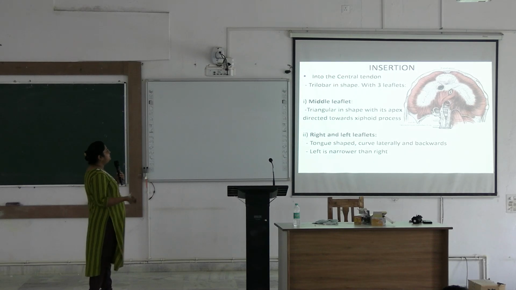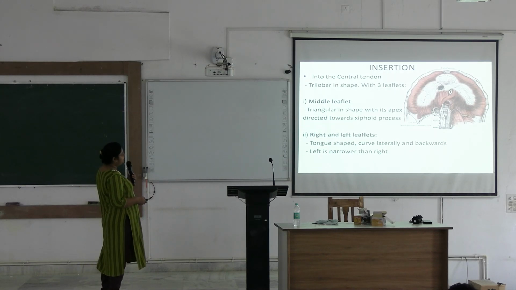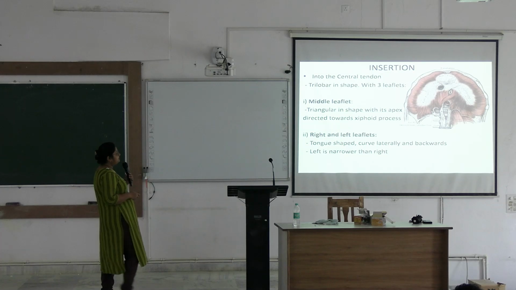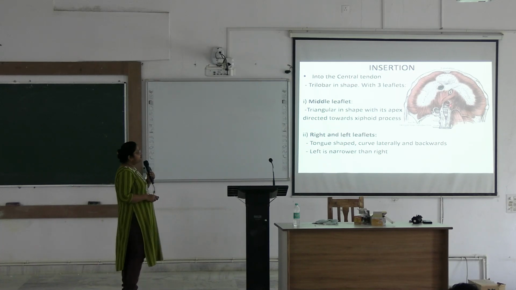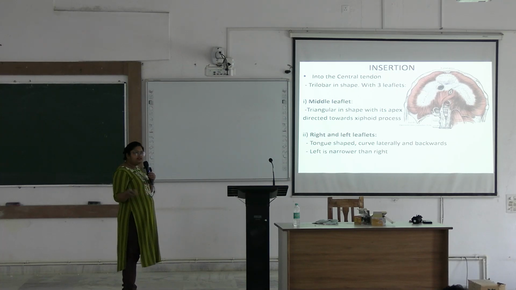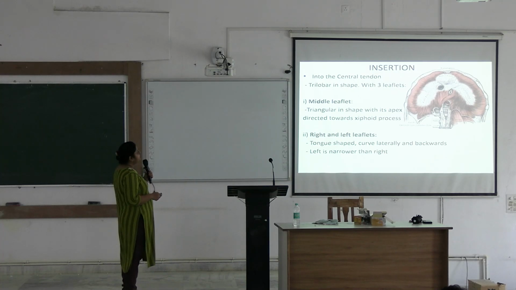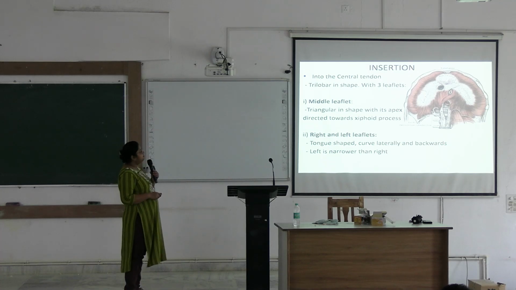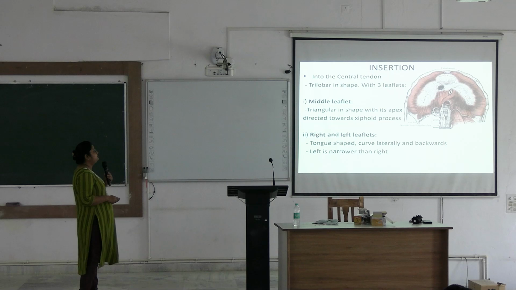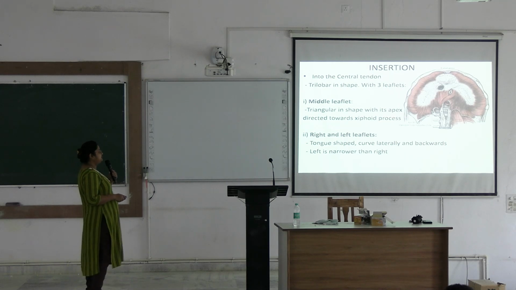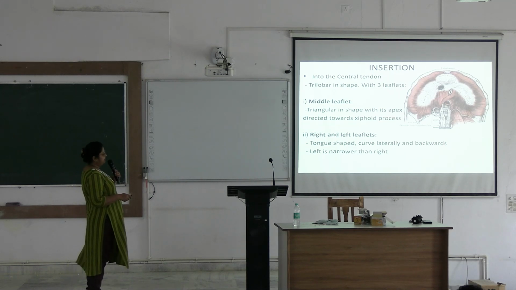So now we are going to the insertion of the diaphragm. Insertion is occurring into the central tendon. So origin is from the periphery and insertion is near the center, near the central tendon. Insertion is trilobar in shape as it has three leaflets. This is the middle leaflet, and the right and left leaflets. The middle leaflet is triangular in shape with its apex directed towards the xiphoid process. Here is the apex, and the base is directed towards the midline.